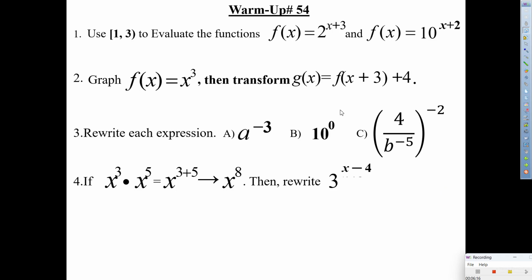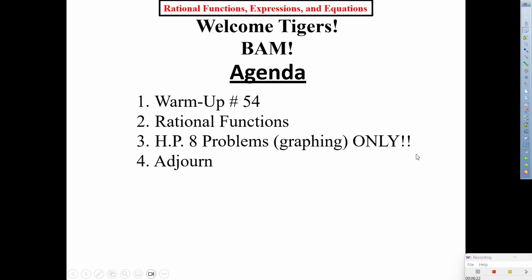Copy the agenda, please. Warm-up 54 done. We're in the middle of rational functions. Today, hopefully, we wrap this up. Or, hold on, let me do that differently. Hopefully, today we wrap this up. See what I did there?